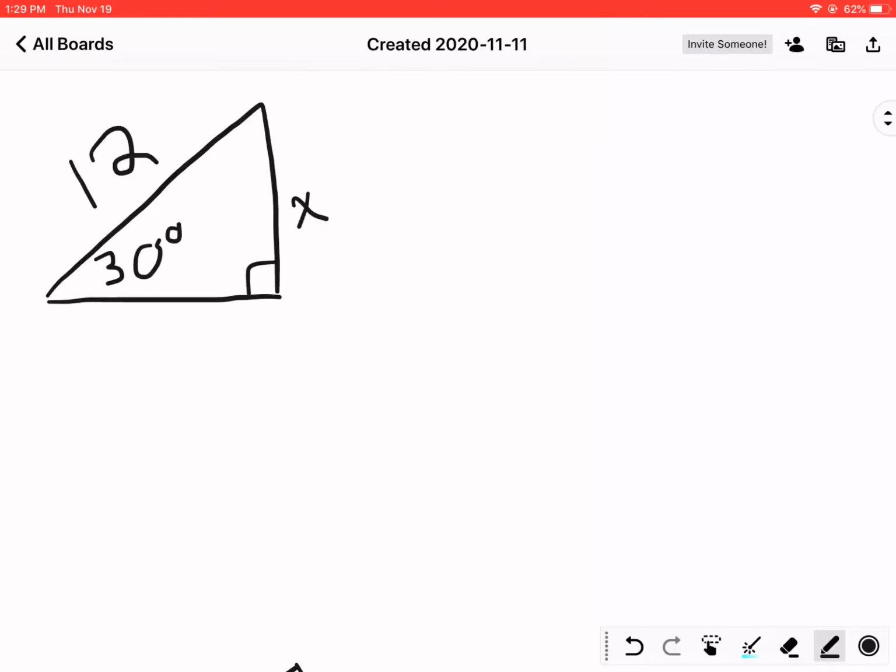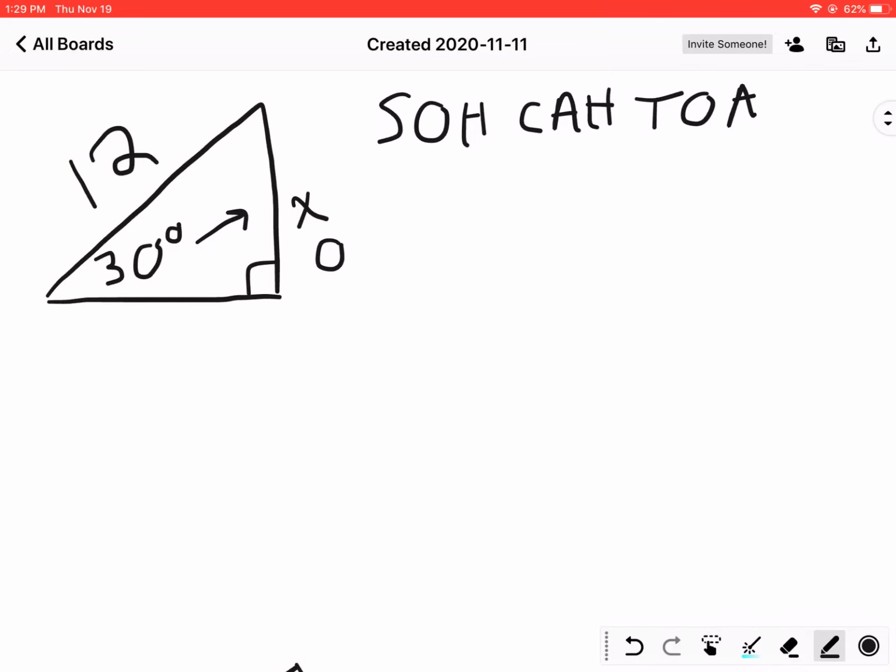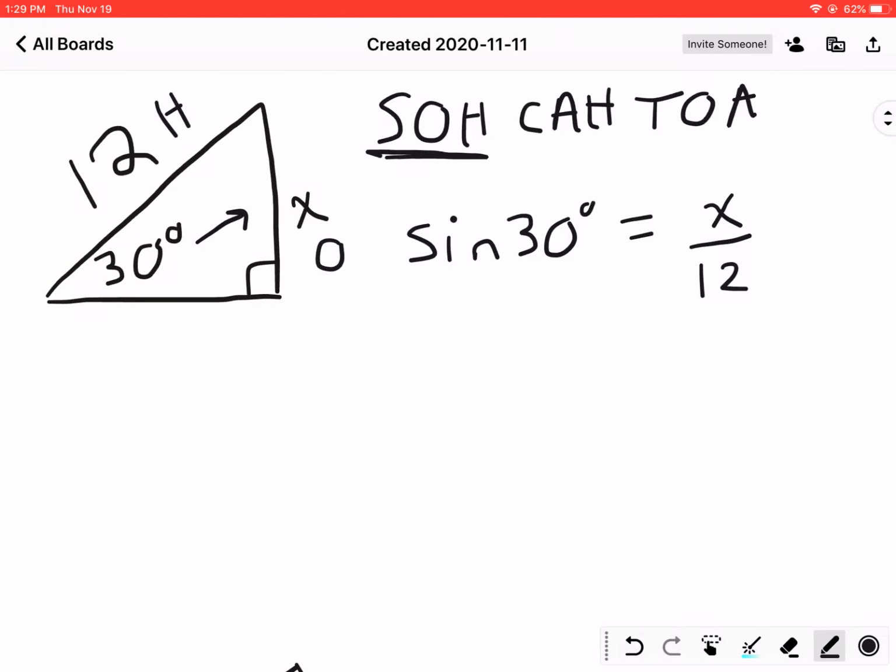So here we go. First of all, you need to know this: SOH CAH TOA and what it means. In this triangle, x is the opposite side compared to that angle, and h is the hypotenuse. O and h says it's going to be the sine of the angle is opposite over hypotenuse. And again, because we had O and H, it says it's sine.